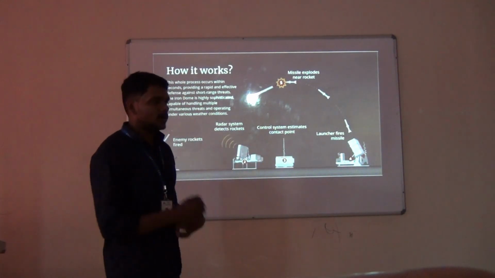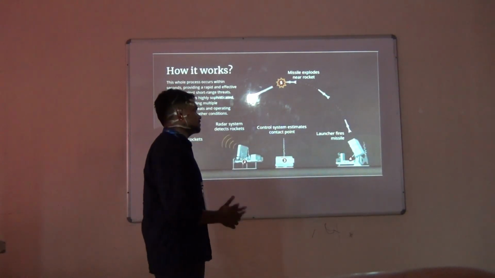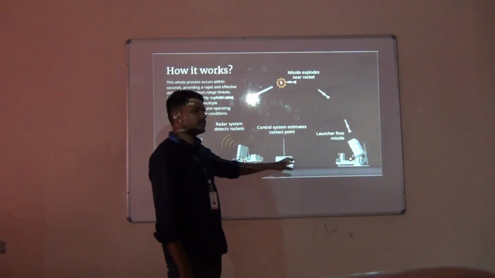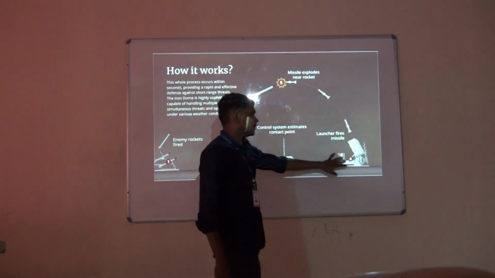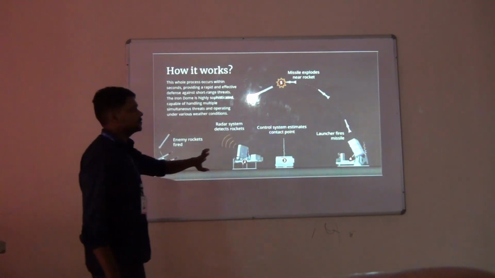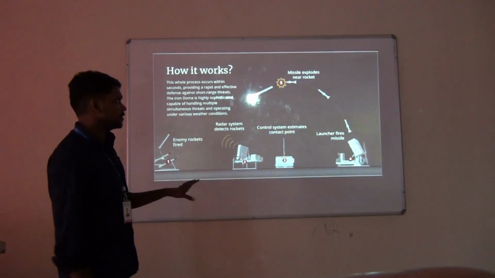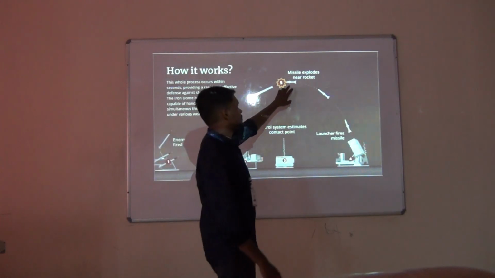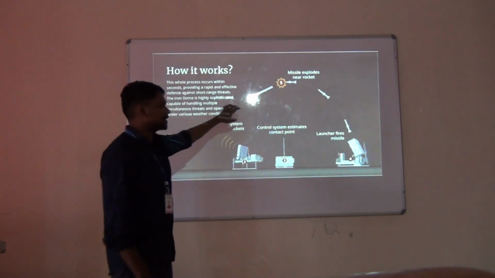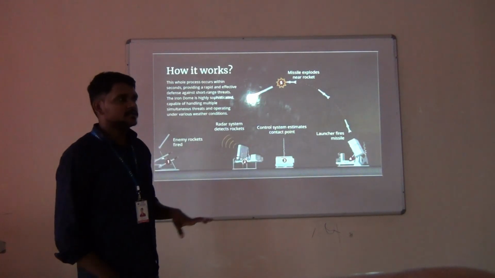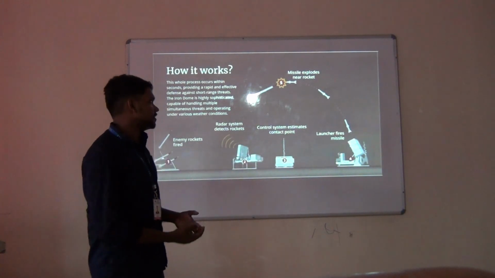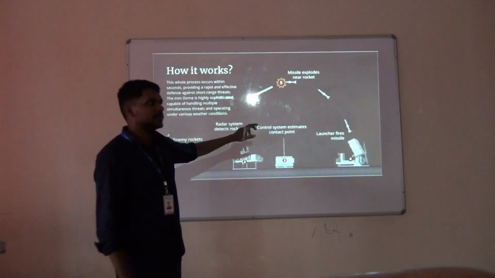So they will do the computation in a very fast manner. This control unit is also a part of the system, and it fires the missile, and the missile explodes near the rocket. It will not directly attack, but it will explode near the rocket, so that big destruction can be avoided, and it can be blown up in the air itself.